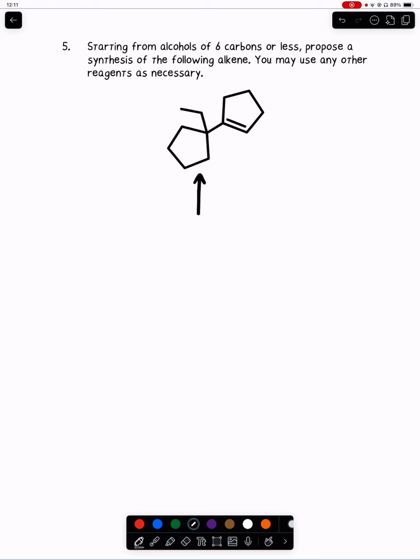Well, I could do an E2 reaction. So let's draw this potential substrate that was used in this step. Well, what do we need when we do an E2 reaction? We need some sort of leaving group. We also need a strong base. Well, the question is, where are we going to put that leaving group?